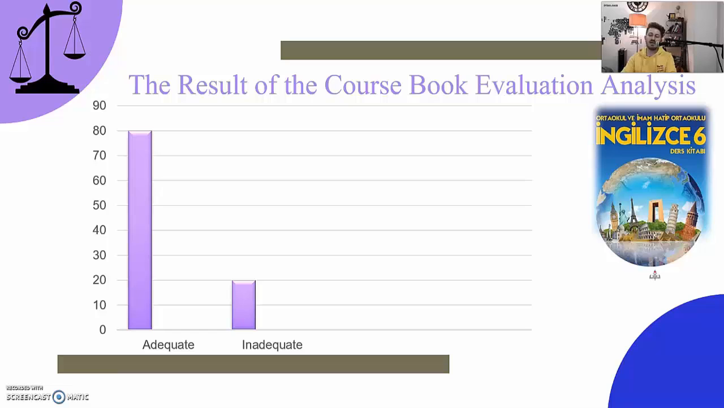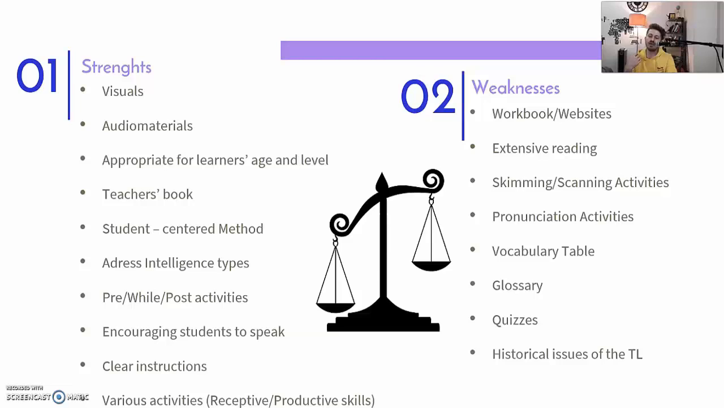According to our criteria, this book is 80% adequate and 20% inadequate. And if we talk about the strengths and the weaknesses, our book is well prepared in terms of visuals. In general, visuals are okay. Audio materials. Our book has a CD in it, and 6th grade students' proficiency level is A1. And the book is appropriate for learners' age and their proficiency level.